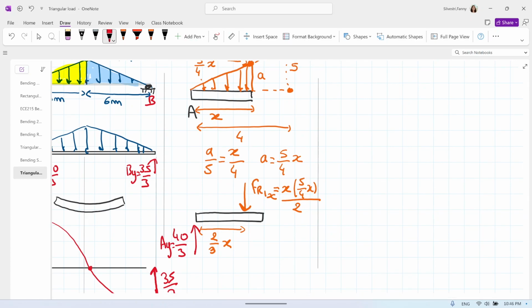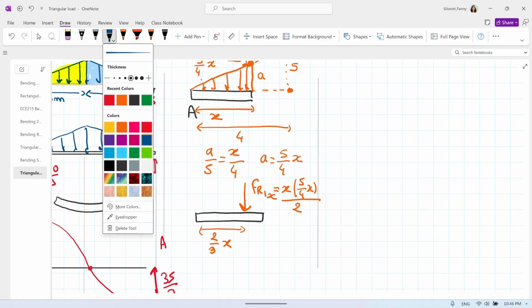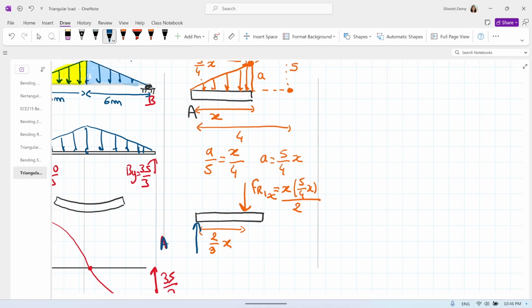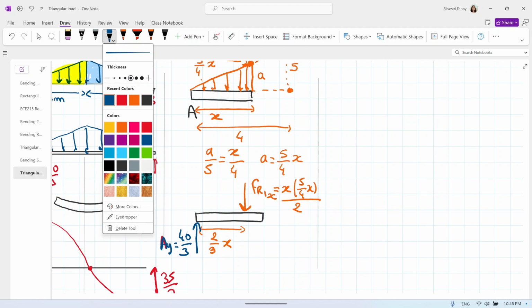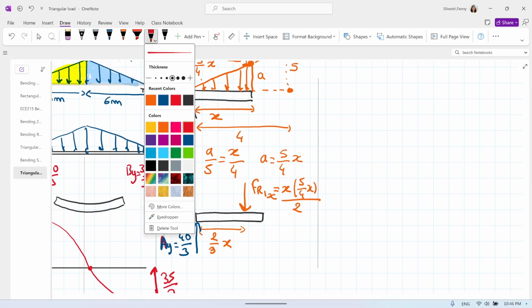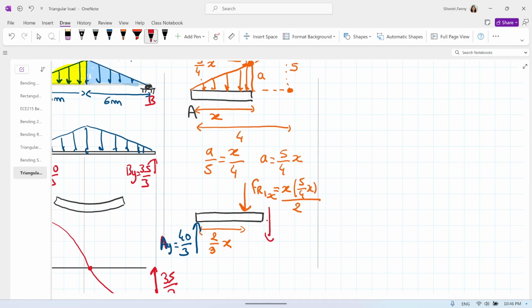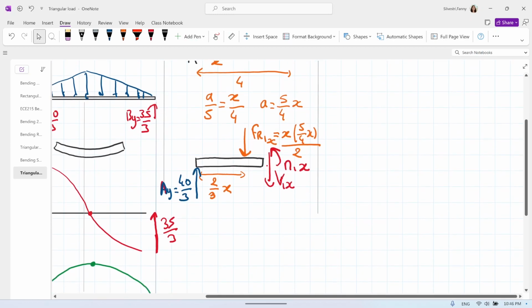Let me write the ay in blue, because I want to keep that line. I will draw that force in blue because we know that force. What we don't know is the internal forces. So we found that ay, this is the 40 divided by 3. So we are on the right side of the beam. So V1x is down, M1x is positive, N1x is 0. There are no normal forces there. Let's keep it a bit more simple.